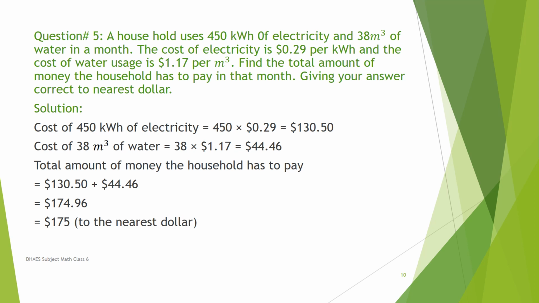For the total amount of money the household has to pay, we add the cost of electricity and the cost of water, we get $174.96. If you want to round off to the nearest dollar, we see 174.96. After the point we have a value 9 that is greater than 5, so we add 1 to the previous value, that is 4, so we add one to the 4, we get $175, that is nearest to $1.